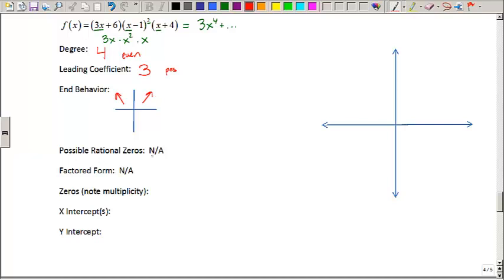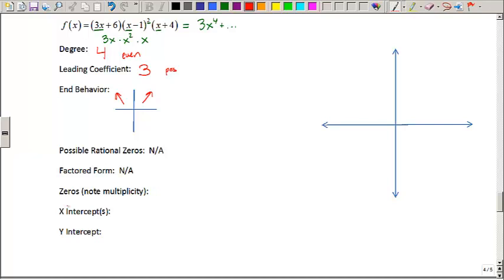On the possible rational zeros, I have non-applicable because I already have it factored. Factor form, again, not applicable. I already have it factored. This is usually the hard step, which is actually already done for us. So I wouldn't be asking those two steps on this particular problem. I just wanted to mention that we wouldn't be needing those two steps because it's already factored.